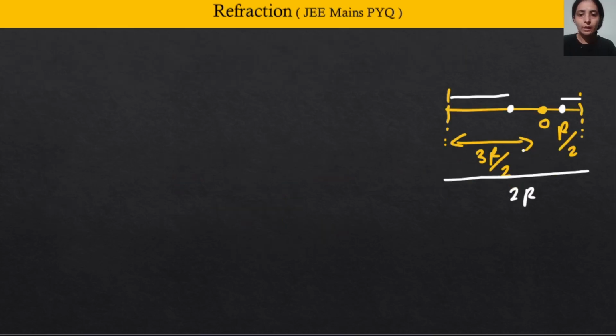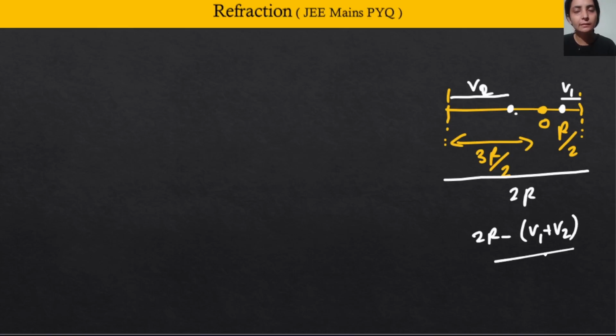So this is 2r. और अगर आपको image के बीच में separation निकालना है, 2r minus क्या कर दोगे, this is v1, let's say v2, and this is v1. So 2r minus v1 plus v2. This is what we will be interested in calculating, right. सो चलो v1 v2 निकालते.